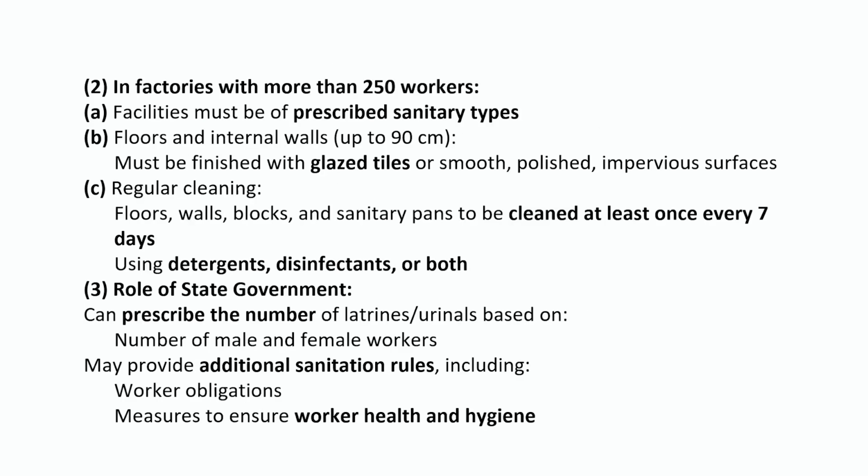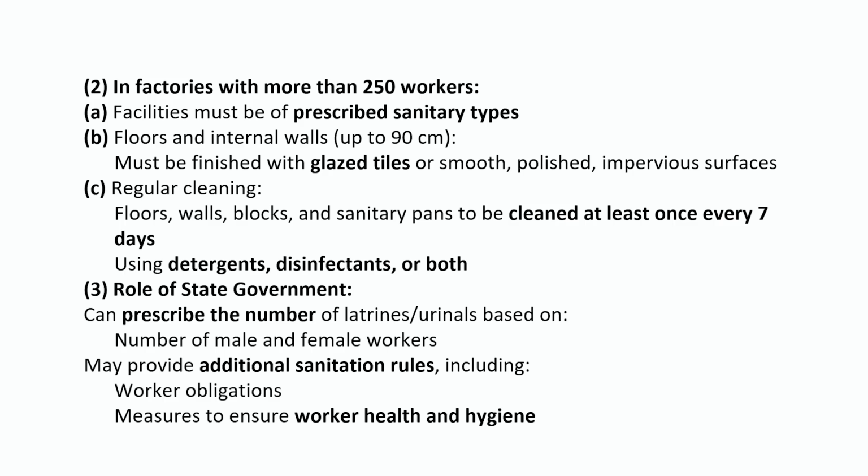In factories with more than 250 workers, facilities must be of the prescribed types according to the Act, and the floors and internal walls, up to 90 centimeters, must be finished with glazed tiles or be smooth or polished. Regular cleaning has to be there. Floors, walls, blocks and sanitary pans have to be cleaned at least once every 7 days, using detergents and disinfectants.